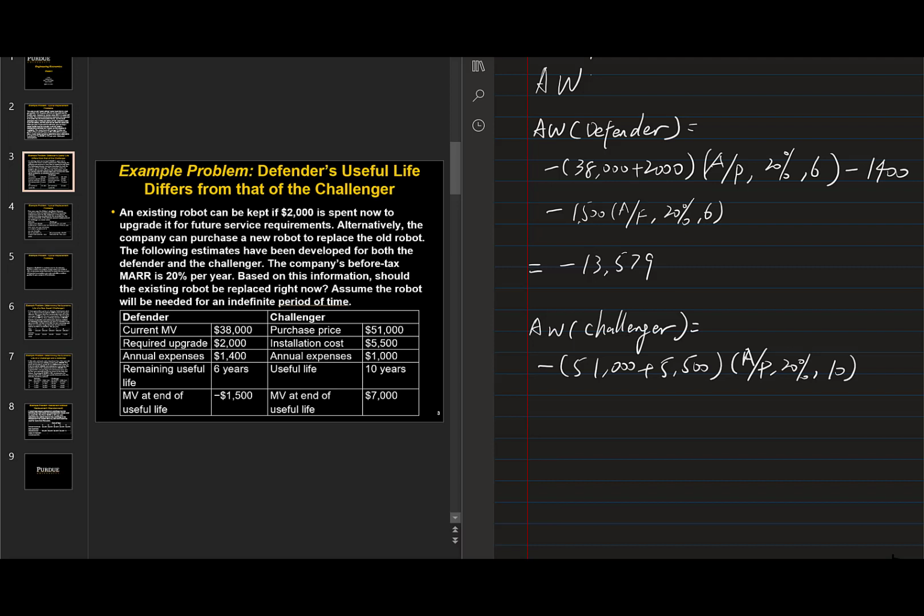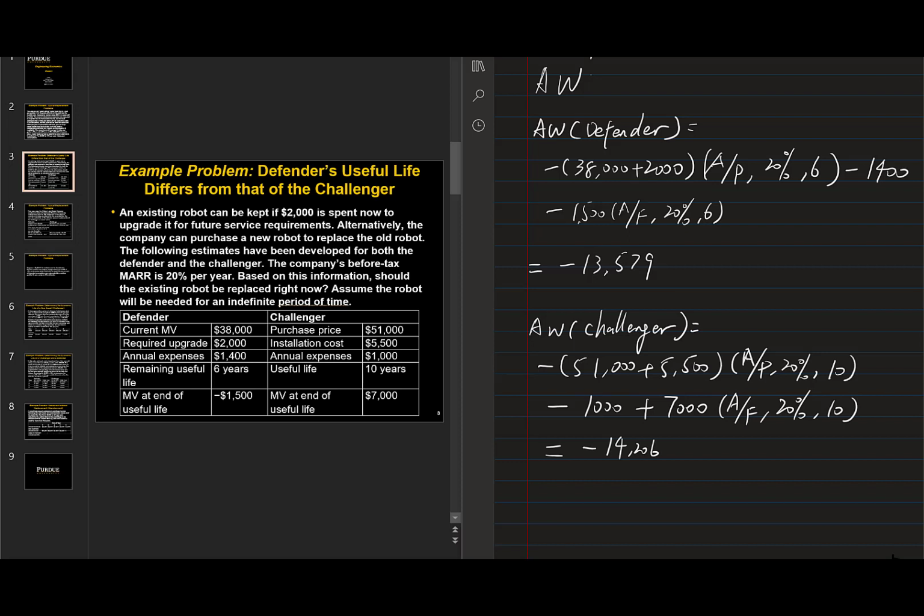Okay, then the next one would be the annual expenses. It's already set there. It's minus 1,000. And then here we have the positive market value. So then we need to add the market value, but transfer that to the annuity. So given the future value of 7,000, we want to find the annuity, at 20% and for 10 years. And then we will have this equals minus 14,206.